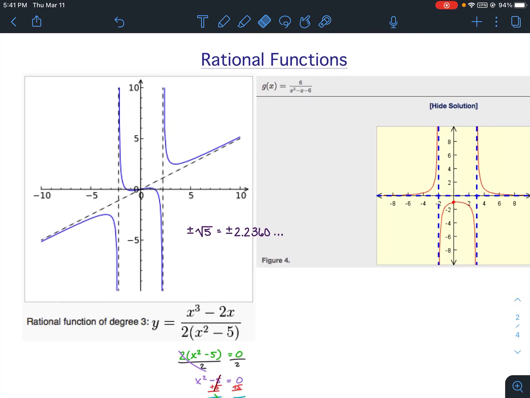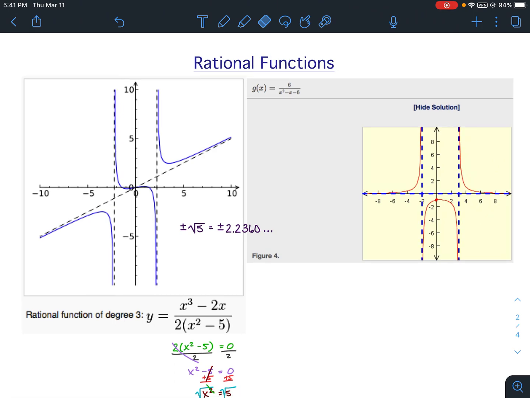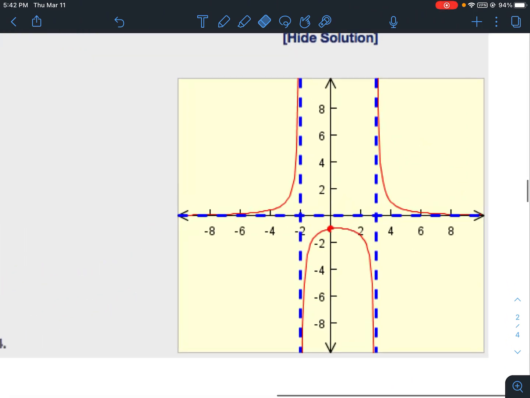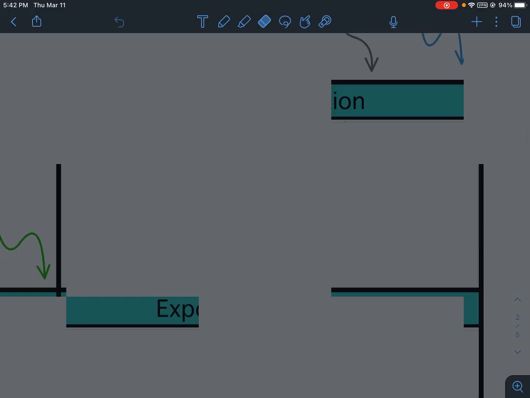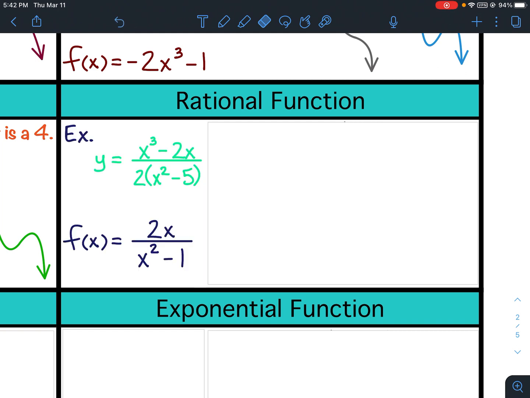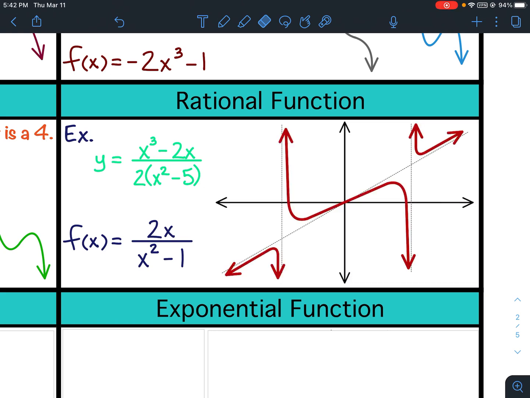You'll learn more about this when you get up to algebra and algebra 2. So here's another example over here. Those lines get really close, but they never actually touch. All right, so rational functions. Here are two examples: x cubed minus 2x over 2 times x squared minus 5. That's the one I just showed you. And then we've got 2x over x squared minus 1. In that case, if x was positive 1 or negative 1, you would have a 0 on the bottom. So there would be a break at x is positive 1, and there'd be a break at x is negative 1.